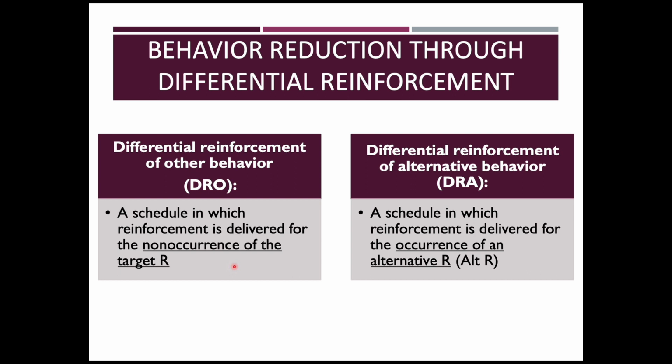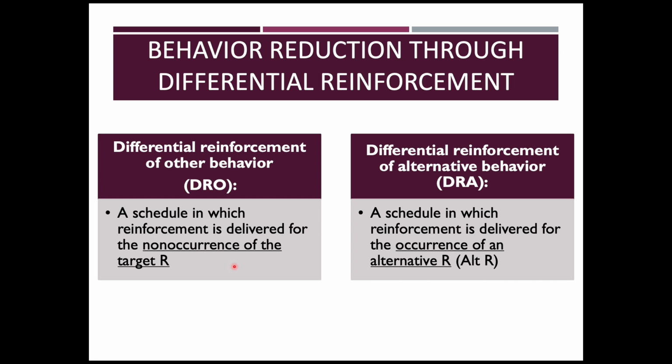In a DRA procedure, it's going to be a schedule in which reinforcement is delivered for the occurrence of an alternative response, right, or an alternative behavior. We've actually talked about DRAs already when we discussed functional communication training, because if you remember, functional communication training involves reinforcement for the occurrence of the functional communication response and extinction for the problem behavior. So that's what a DRA is. FCT just happens to be one specific alternative response, a communication response. Often DRAs are communication responses, but they could be other responses as well.